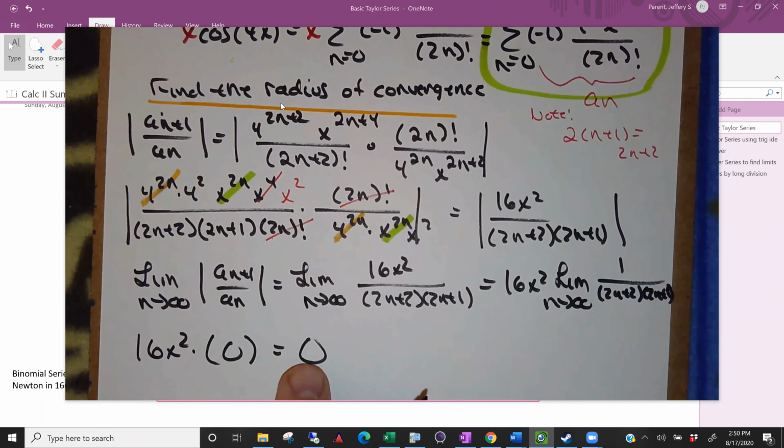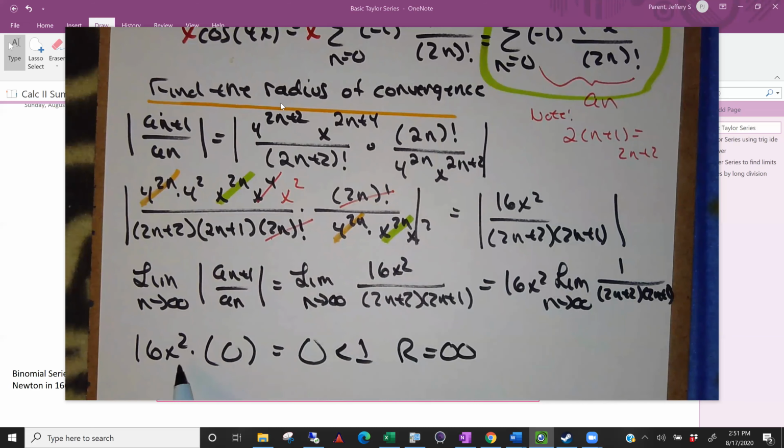So if this limit is 0 regardless of x, what's that saying for the radius of convergence? Does anyone remember we did an example or two like this in section 11.9? Radius of convergence is everything. Doesn't matter what x is, these terms are eventually going to go to 0. So the radius of convergence is everything, and your interval of convergence will be negative infinity to infinity.